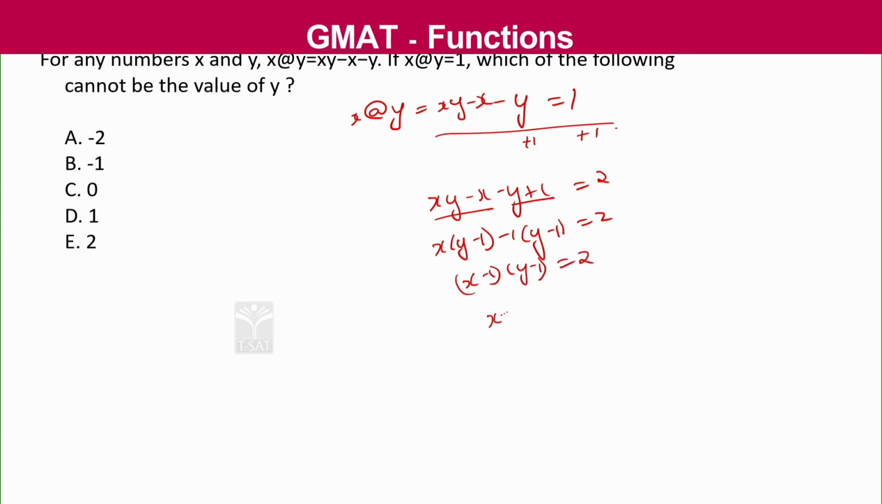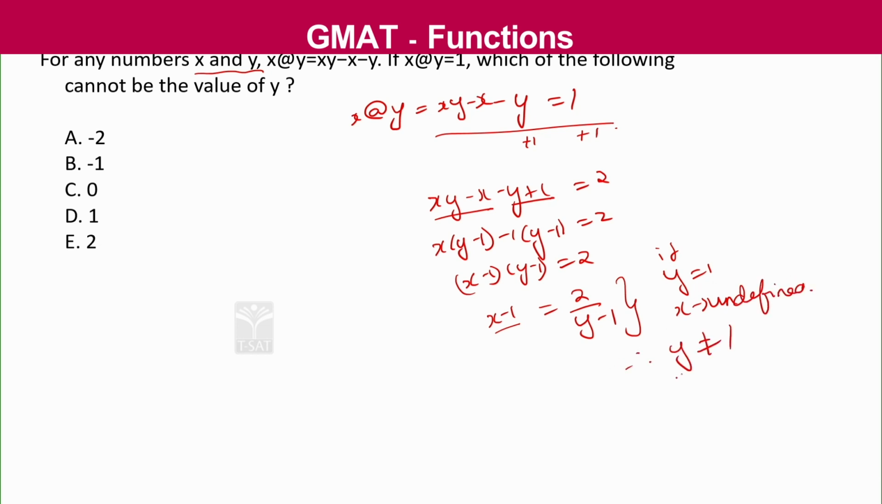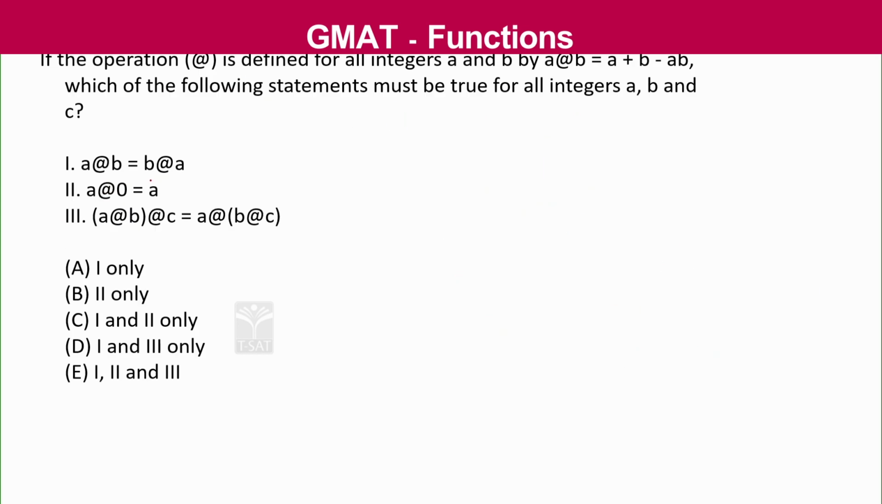So you can see that x minus 1 will be, from here, 2 by y minus 1, and it is given that for any given numbers x and y, since x is a number, x minus 1 is a number, this expression cannot be undefined. If y is equal to 1, x becomes undefined. Therefore, y cannot be 1 at any given point of time. So the question is asking which of the following cannot be the value of y, that is 1, that is option D. Let's move to the next question now.